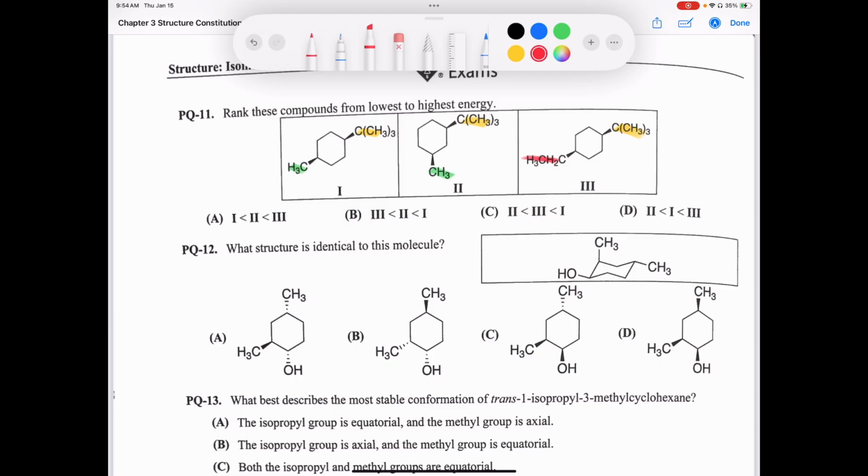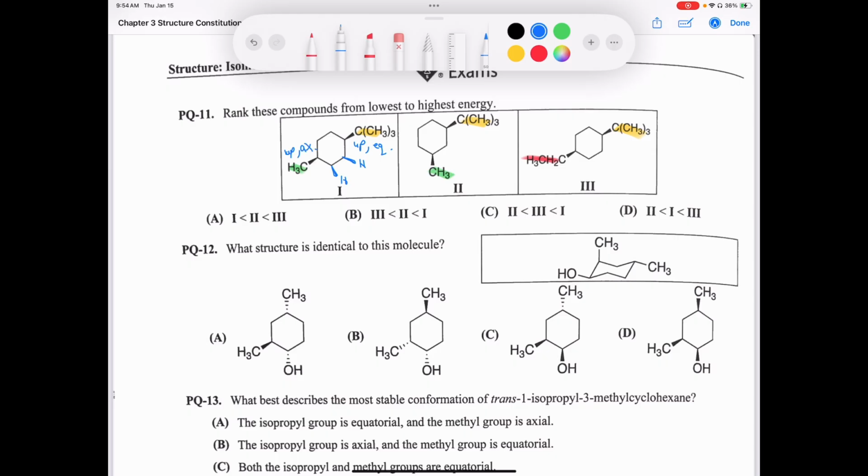Now, the lowest energy compound is going to be a compound that's able to have these two substituents, whatever they are, in an equatorial position. So if we just start with number 1, if we imagine that this isopropyl group is up and equatorial, that would mean that this hydrogen that's up would be up and axial. This one would be up and equatorial. And so this would be up and axial.